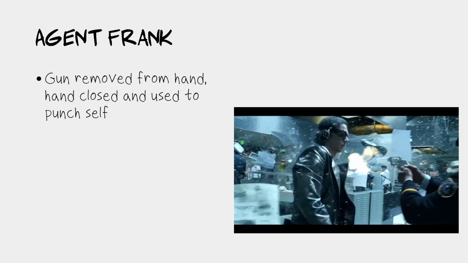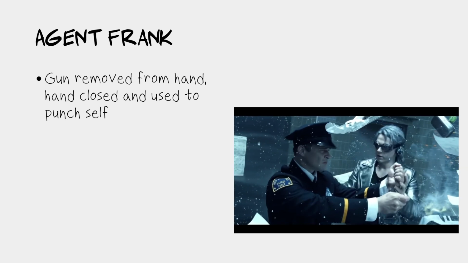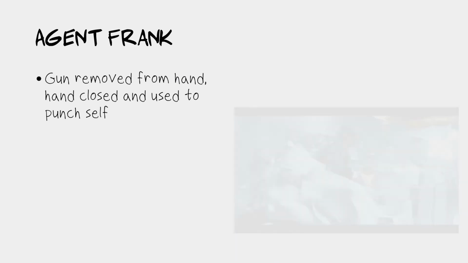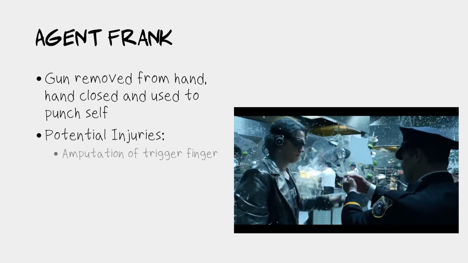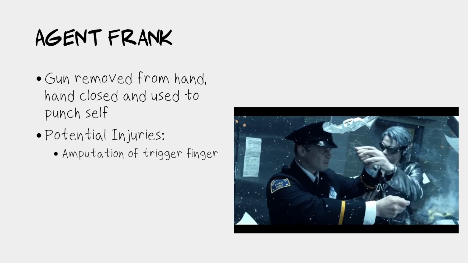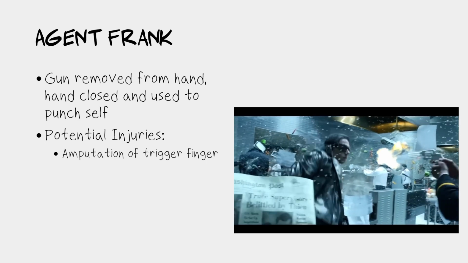Okay, next up is Frank. Frank's gun is also removed from his hand. Then Quicksilver takes the time to close the guy's fingers into a fist and punches him with his own fist. Oh, all right. So again, we have another situation where the guy literally has the gun in his hand and Quicksilver just rips the gun out. So I'm going to say another missing trigger finger here.